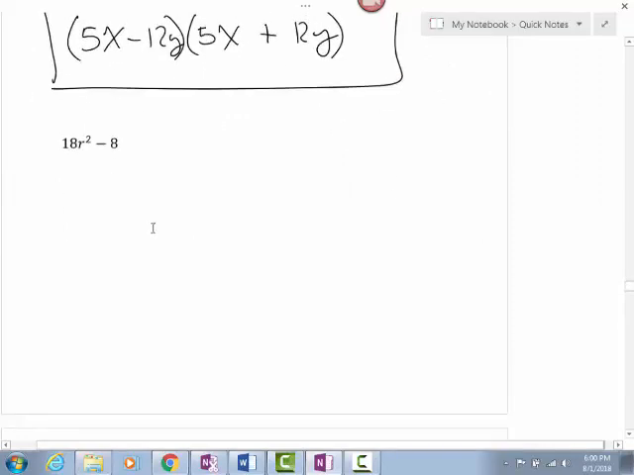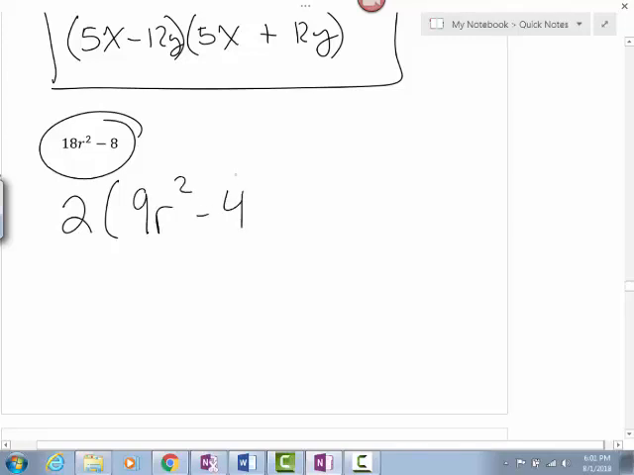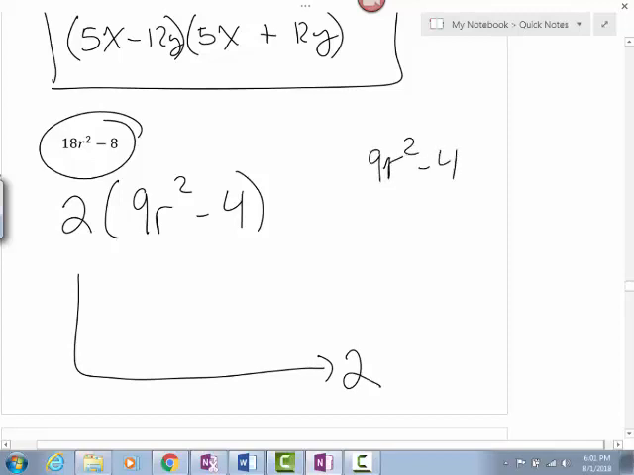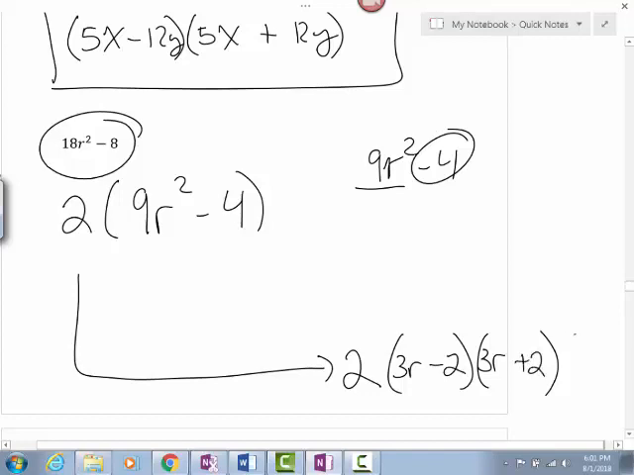And so the last problem that I have here, 18r squared minus 8. Okay, again, the first thing I'm going to do, it looks like we can factor a 2 out of both of them, right? So that's 9r squared minus 4. Just like I did before, I'm going to write my 2 over here. Now I'm going to try to figure out how would I factor 9r squared minus 4. Well, if that's 9r squared, that needs to be a 3r, and that needs to be a 3r. And if this is a minus 4, that needs to be a minus 2, and that needs to be a plus 2, okay?